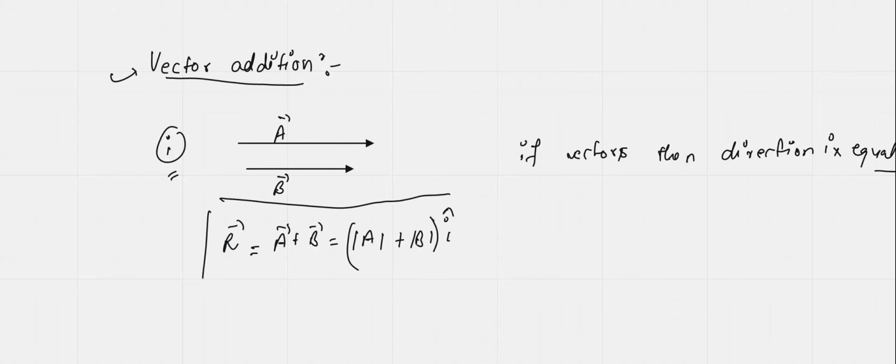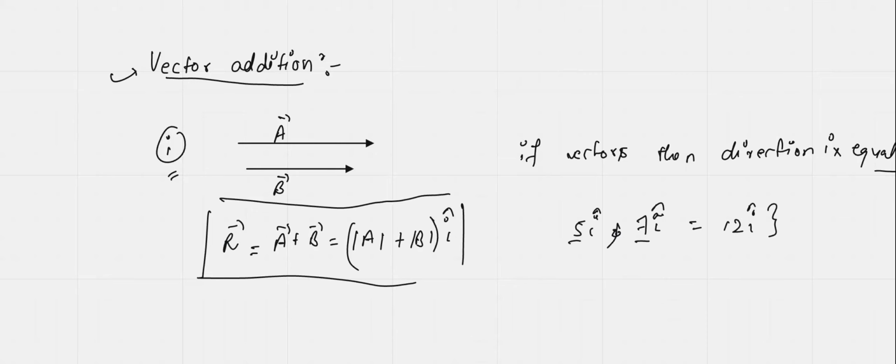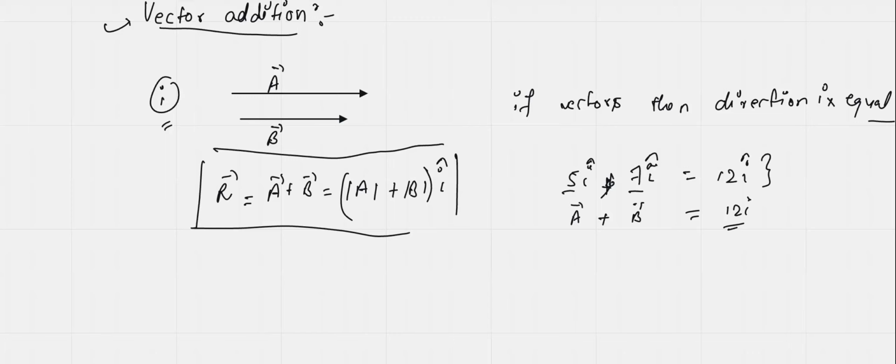Okay, that's fine. So if you are given two parallel vectors, let's say 5i and 7i, how can you add both of them? You can simply add their magnitudes and say that the resultant is 12i. If A is this and B is this, then you will get the resultant as 12i. This is the case of parallel vectors.